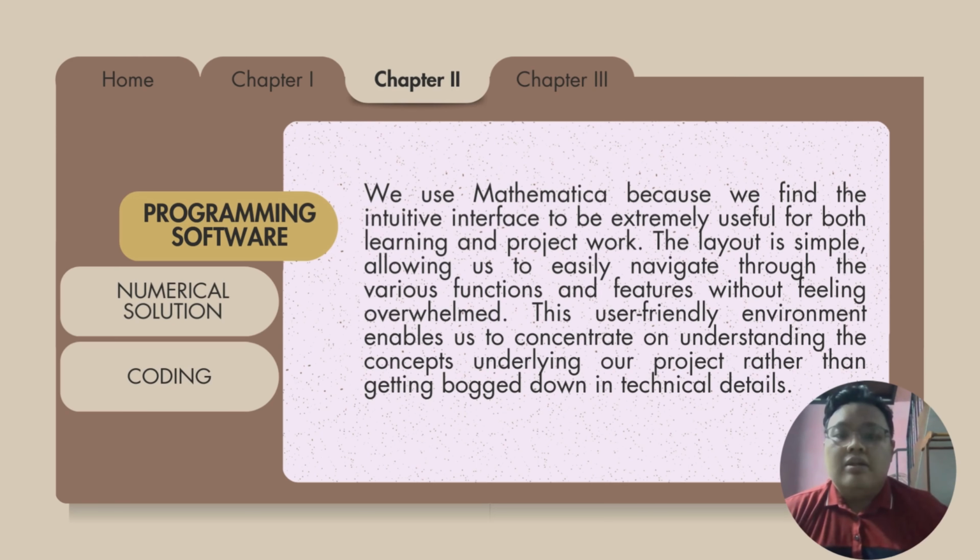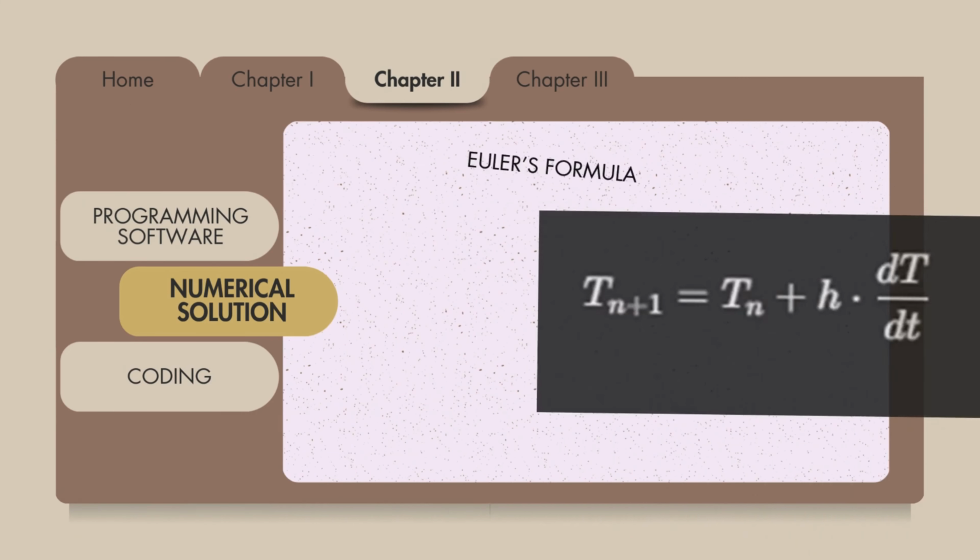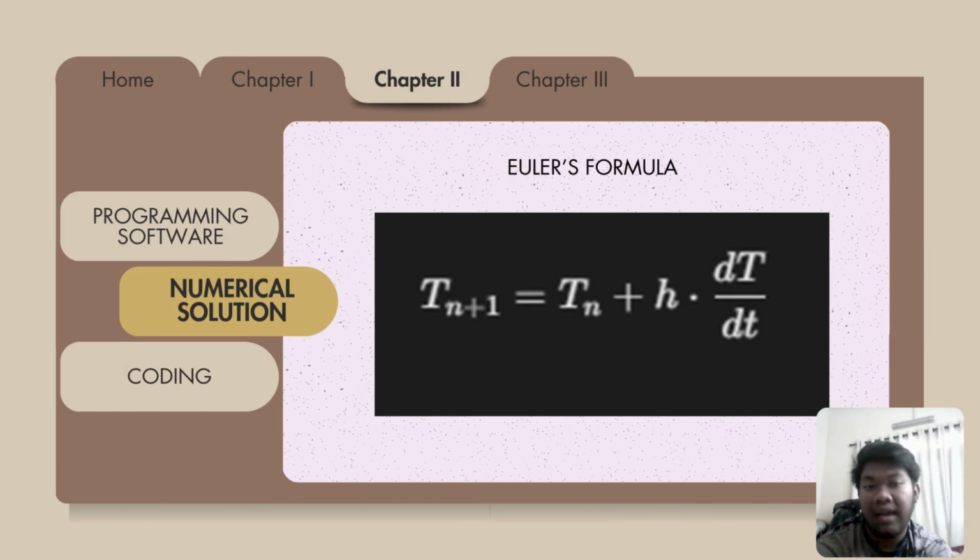So for our numerical solution, the differential equation is dT/dt = -k(T - T_env), where T uppercase is temperature, t lowercase is time, k is the cooling constant, and T_env is the ambient temperature. And our Euler's formula is T_(n+1) = T_n + h times dT/dt, the derivative of temperature with respect to time.